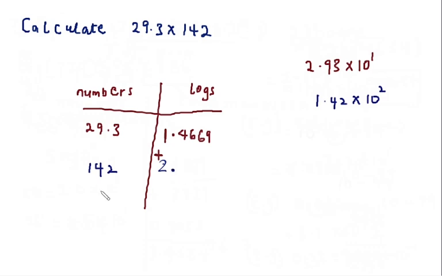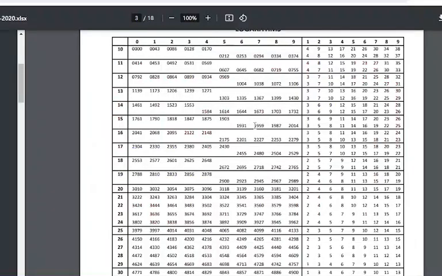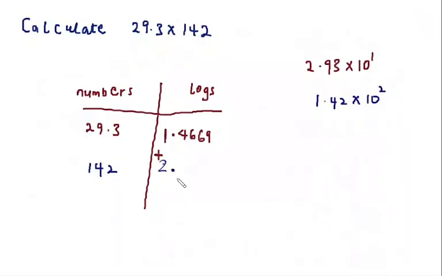So I'll be going to my log table with 14, and I'll be picking under 2. So I have 1, 5, 2, 3. So back to where I'm calculating, I have 1, 5, 2, 3. So the next step is simply to add up these two terms.